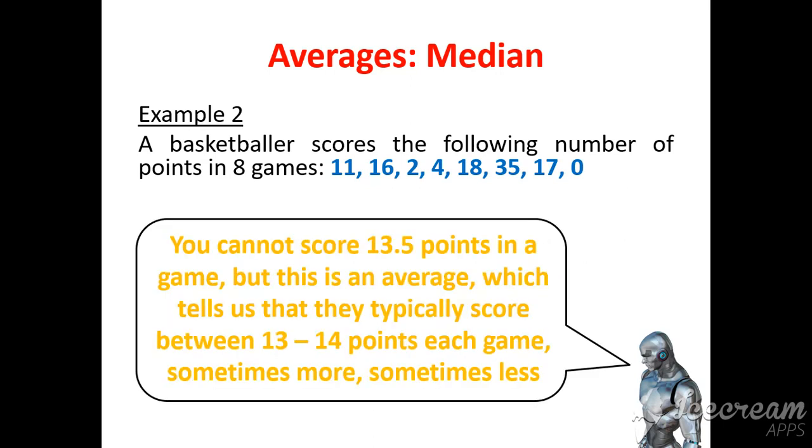Right, now we know we can't score 13.5 points in a particular game of basketball, but it is an average, and we are allowed decimal points with averages because it tells us the average points scored per game. What we would say with this average is this basketballer typically scores somewhere between 13 and 14 points each game.